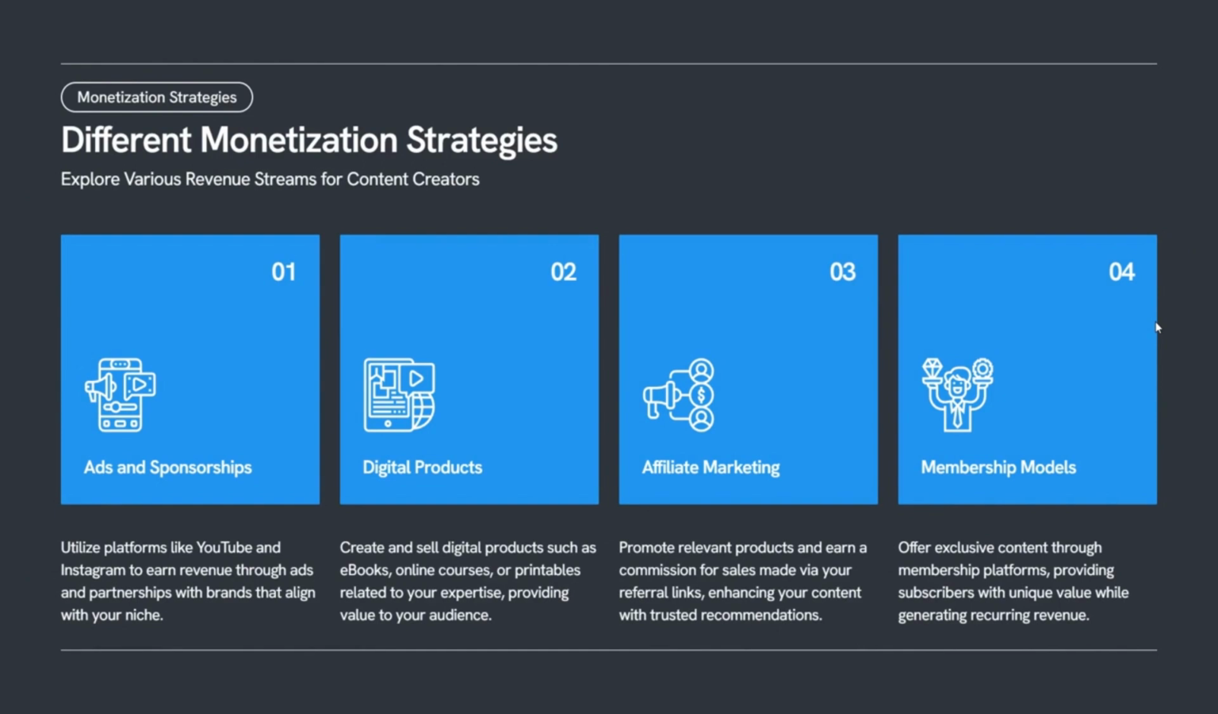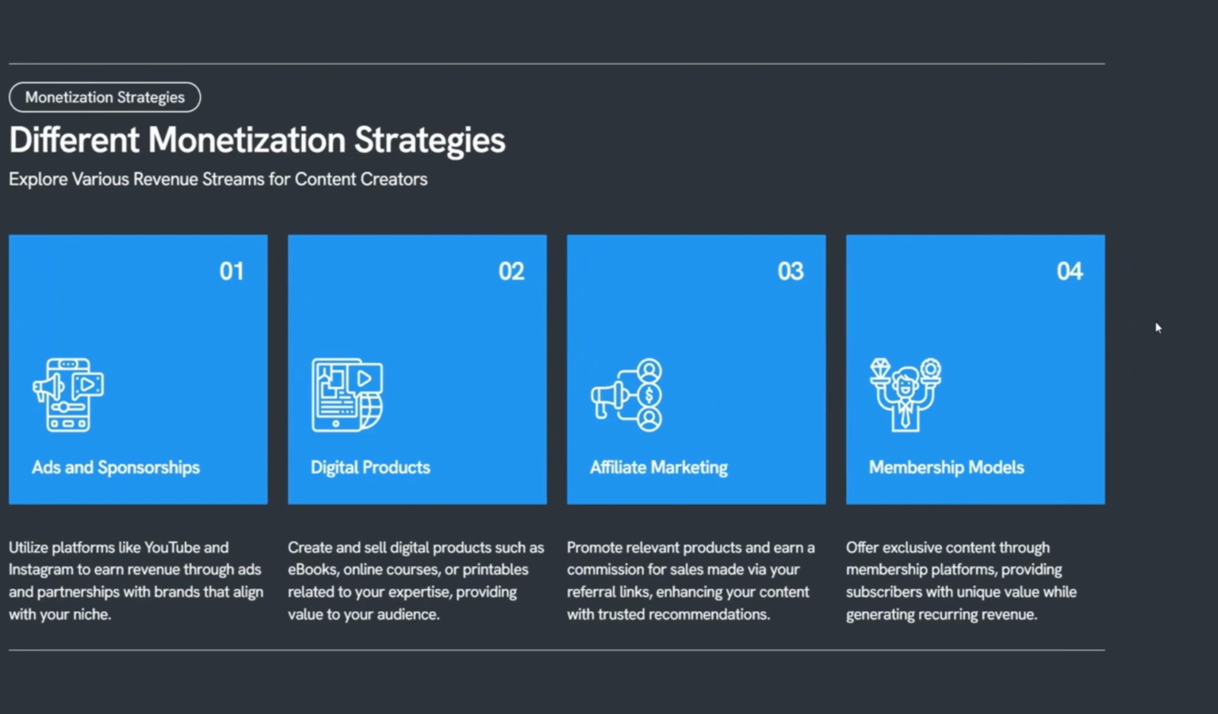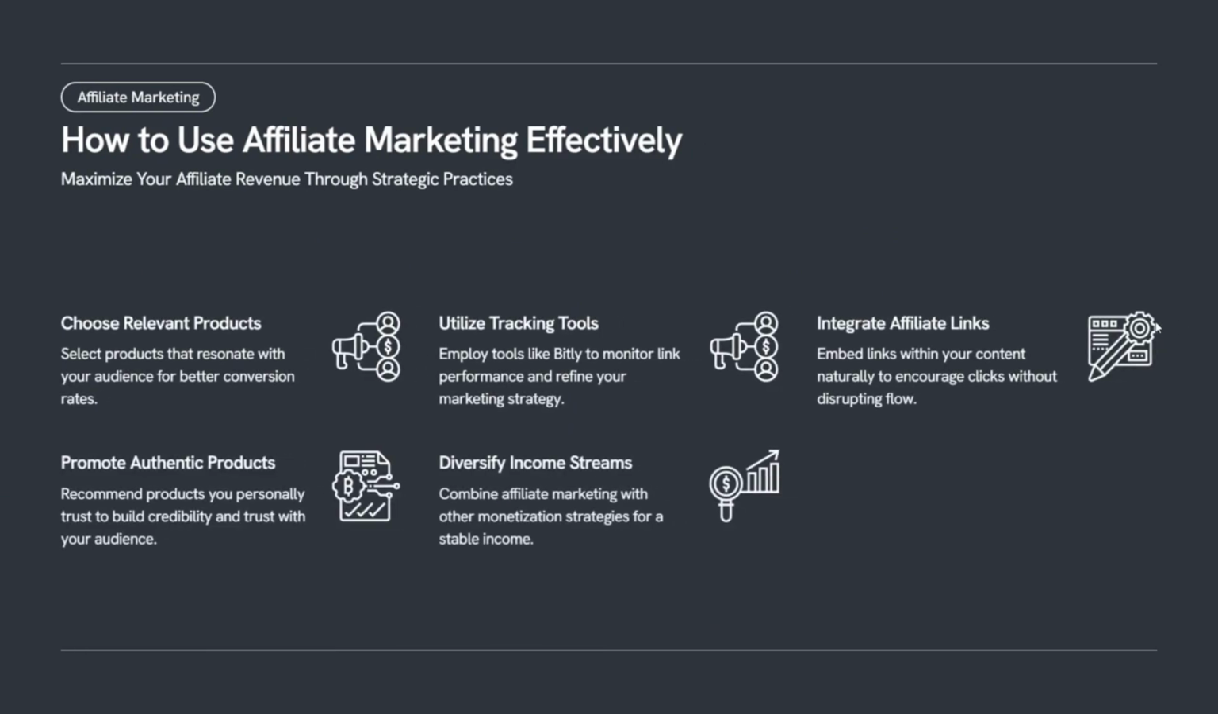Also, monetization plays a very important role in your content creation. Unless you earn money from your content, there is no point in making more content if you're not able to make money with your existing content. So in order to monetize your content, you have different revenue streams for content creators, such as ads and sponsorships, digital products, affiliate marketing, and membership models. You can use any one or all of these to generate income for yourself.